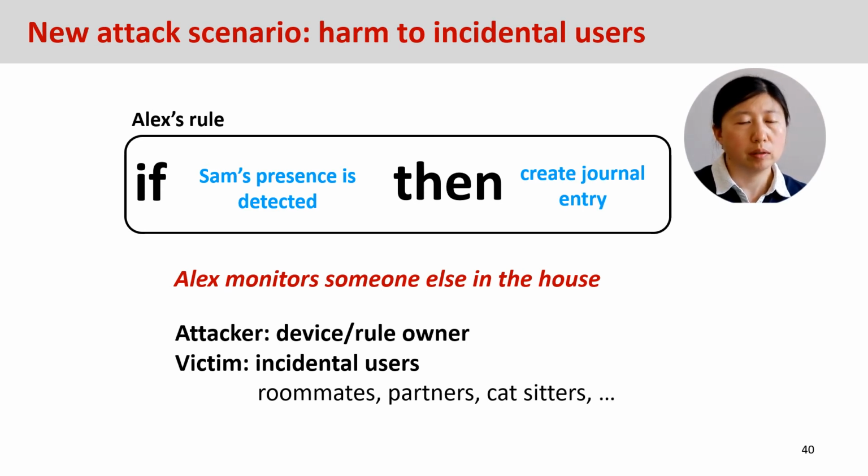The victims are incidental users such as roommates, partners, people who come in to service the house such as cat sitters. Our prior analysis has considered device and rule owners as the victims of the attacks. Interestingly, in this new attack model, the attacker, being the device and rule owner, does know all the setups, where all the devices are located, and what the rules are that are configured.